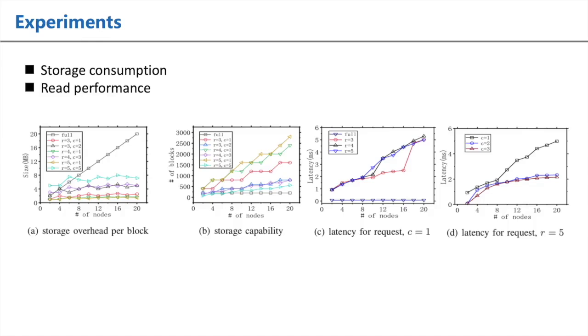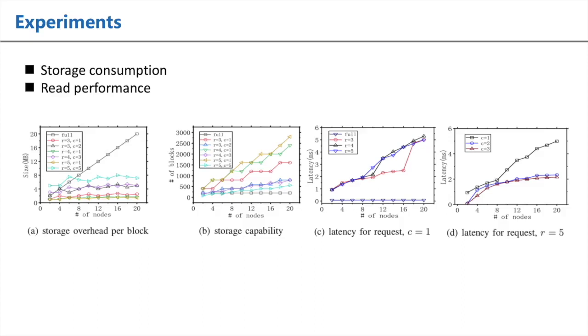Figure A reports the average storage consumption per block under different cases against the number of nodes. In our manner, the storage consumption per block increases very slightly when more nodes join. For example, when R is 4 and C equals 3, the storage consumption per block is 5 MB, even with 20 nodes.